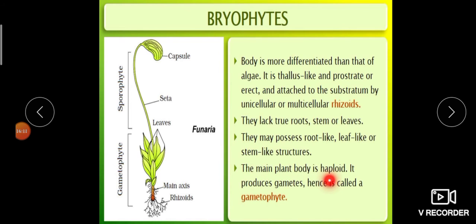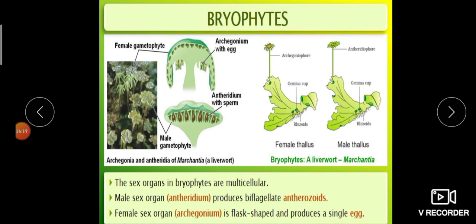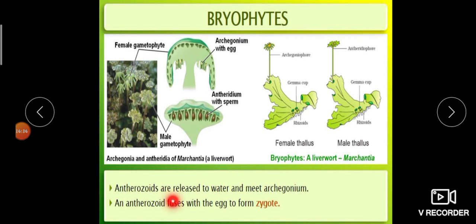Then the main plant body is haploid and it produces gametes, hence it is called the gametophyte. The sex organs in the bryophytes are multicellular. The male sex organ is called the antheridium. It produces biflagellated antherozoids, and the female sex organ is called the archegonium, a flask-shaped structure. It produces a single egg. Then the antherozoids are released into the water, and with the help of the biflagellated structure they move through the water medium and reach the archegonium, and the antherozoid fuses with the egg to form the zygote.